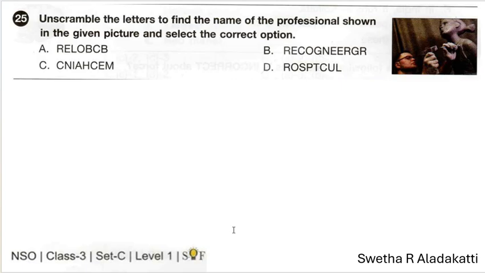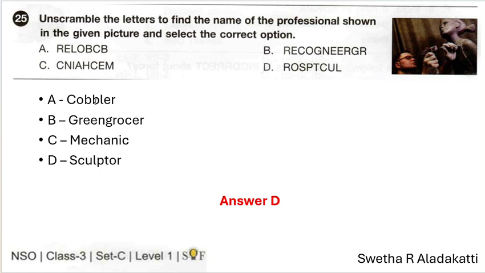25. Unscramble the letters to find the name of the profession shown in the given picture and select the correct option. So this is a picture. Let's see the answer. A. Cobbler, who mends the shoes. B. Greengrocer, who sells the grocery items. C. Mechanic, who repairs the vehicles. D. Sculptor. Yes, sculptor who makes the sculptures.